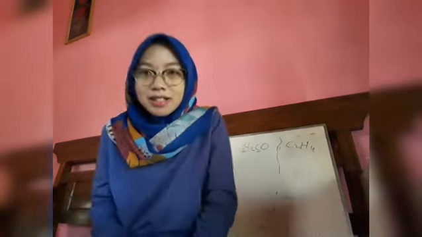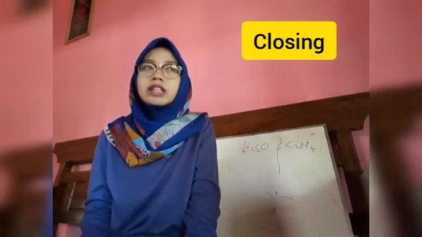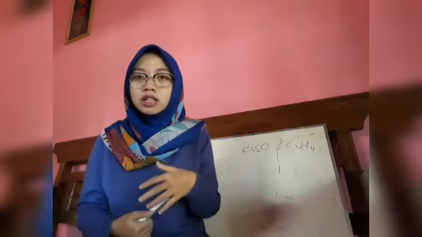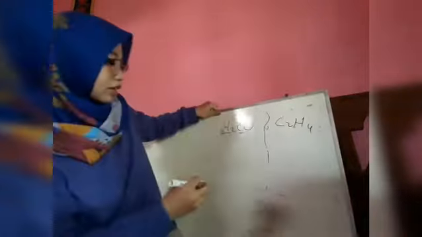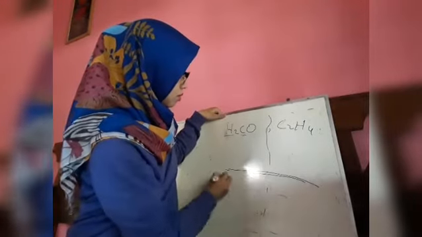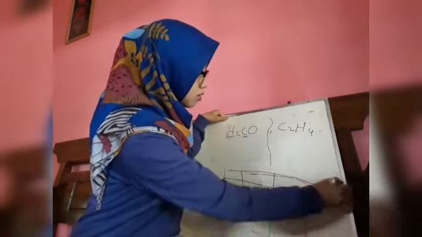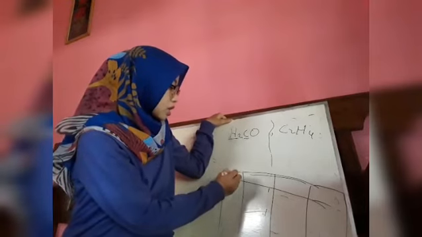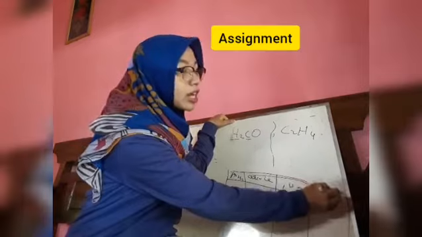Okay. So that was our meeting today. I think that was enough. Before that, I want to give you an assignment to make a note table. So you have to make a table like this. This is the point, and this is for covalent, ionic, and metallic.